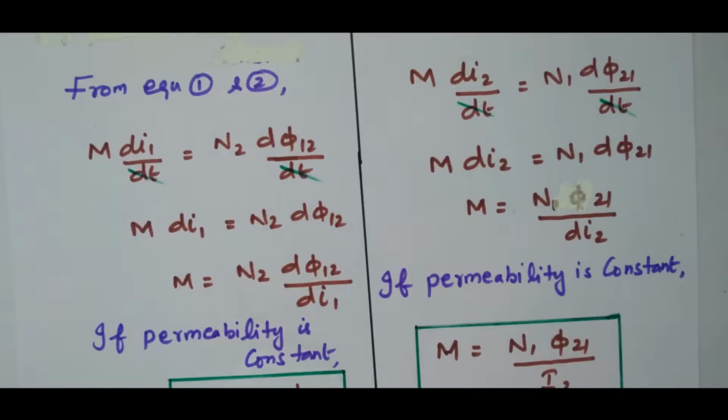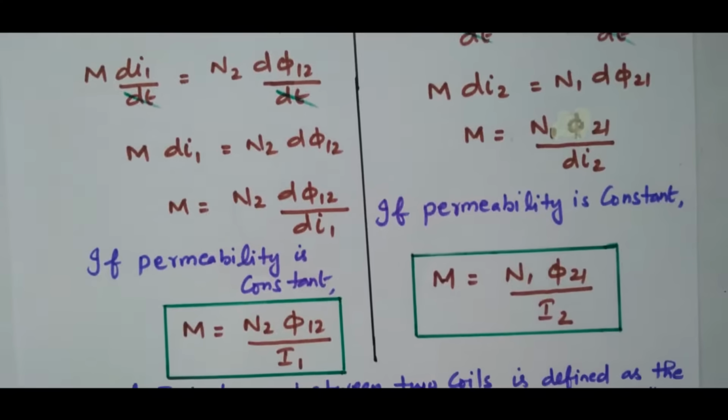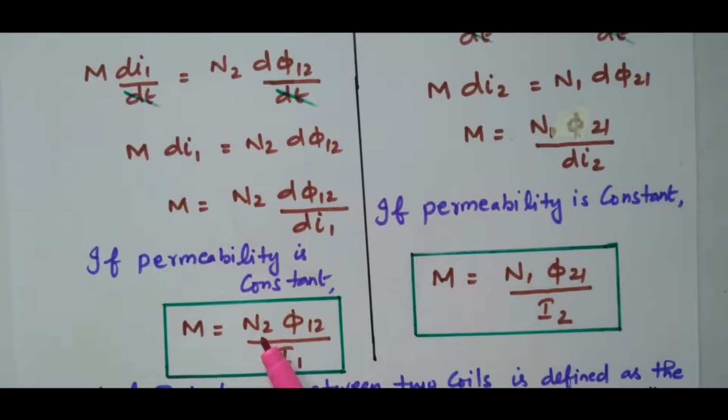Right? If the permeability is constant, then we can take M equals N2 phi 12 divided by I1. So we got the expression for mutual inductance, N2 phi 12 by I1. This is the flux linkage in the second coil over the current in the first coil. So that is the important definition of mutual inductance. This mutual inductance depends upon flux linkage in the second coil and current in the first coil. So we got one expression.